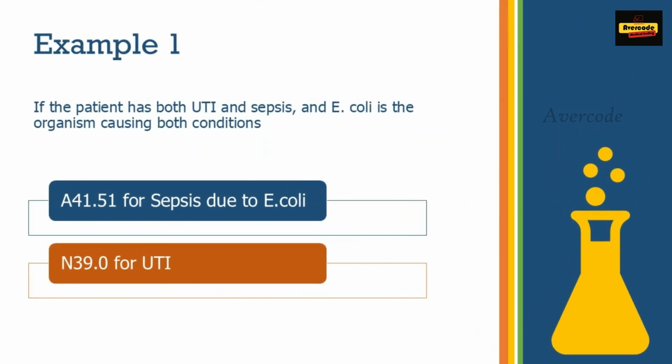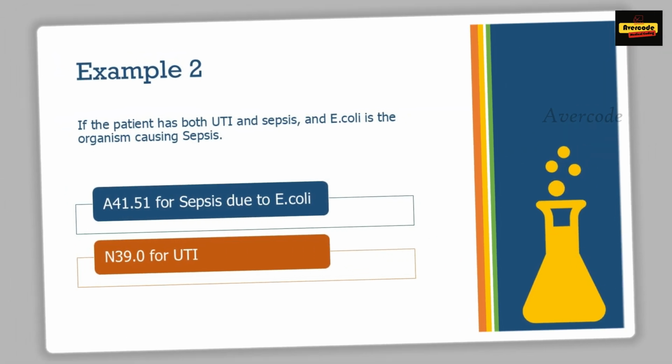Example 1. If the patient has both UTI and sepsis, and E. coli is the organism causing both conditions. Code A41.51 for E. coli sepsis and N39.0 for UTI. Example 2. If the patient has both UTI and sepsis, and E. coli is the organism causing sepsis. Code A41.51 for E. coli sepsis and N39.0 for UTI.